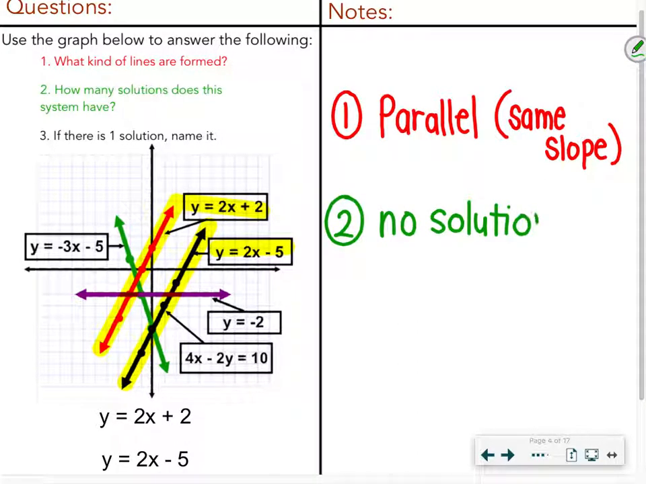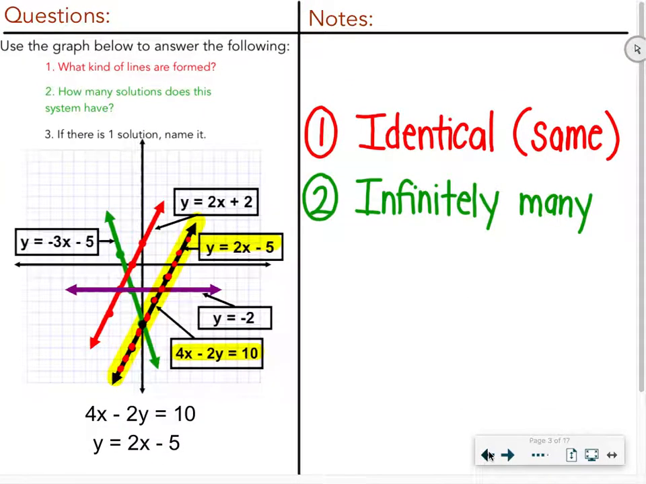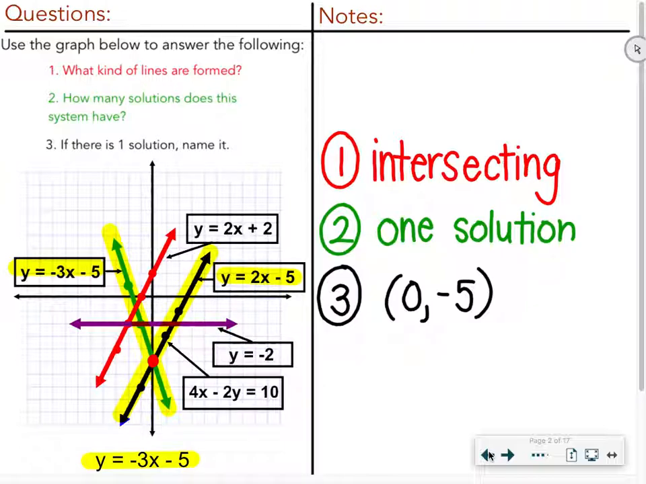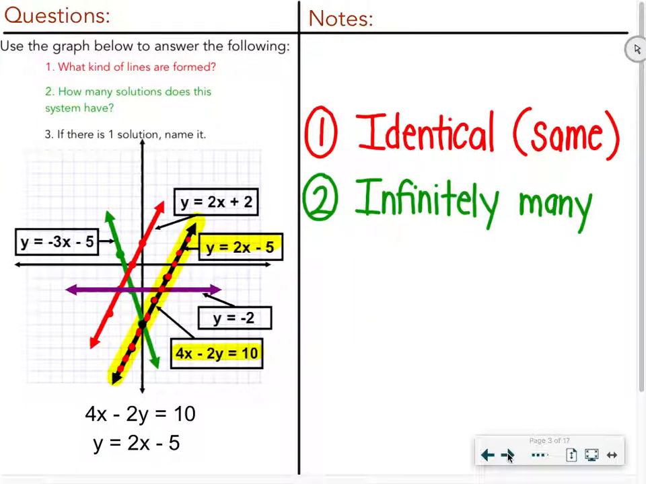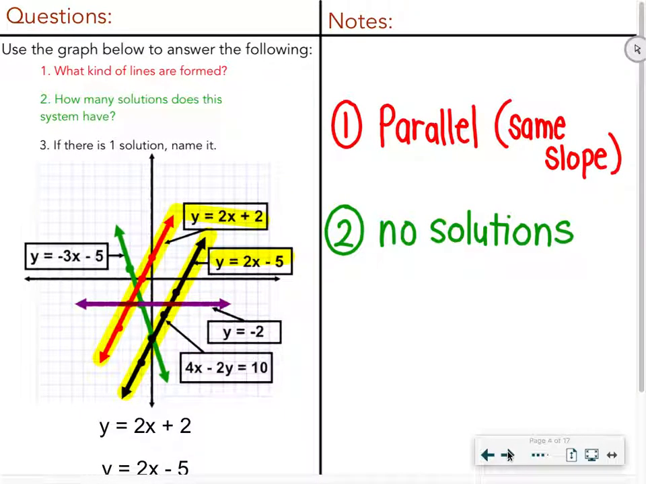So really in this lesson we have 3 different kinds of systems. We have intersecting lines that create one solution. We have identical lines that have infinitely many solutions. And we have parallel lines which have no solutions.